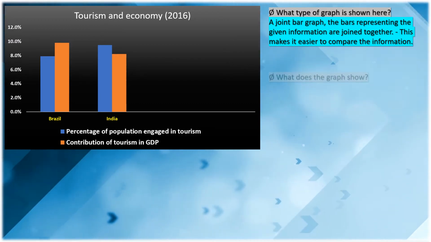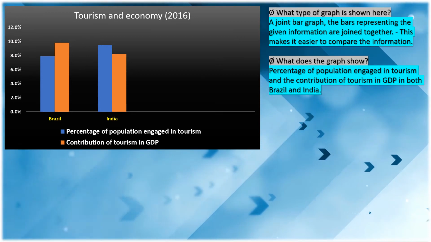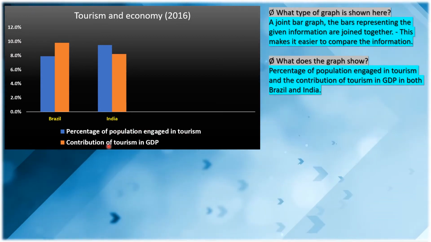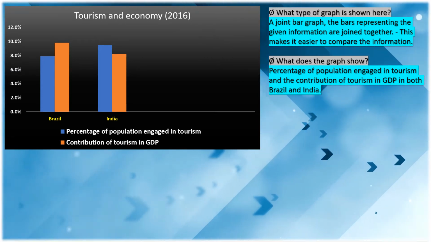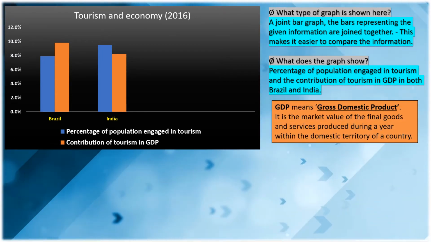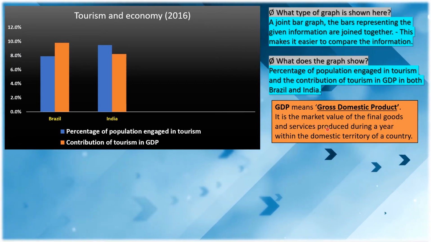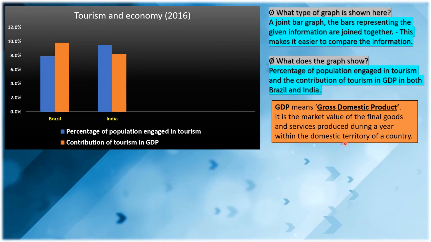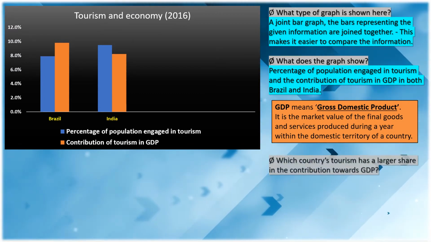The second question, what does the graph show? The graph shows the percentage of population engaged in tourism and the contribution of tourism in GDP in Brazil and India. Now, GDP here means gross domestic product. It is the market value of the final goods and services produced during a year within the domestic territory of a country. So let's move on to the next question.